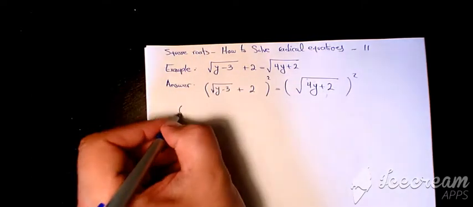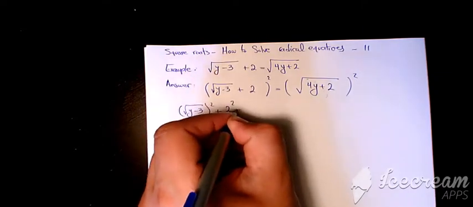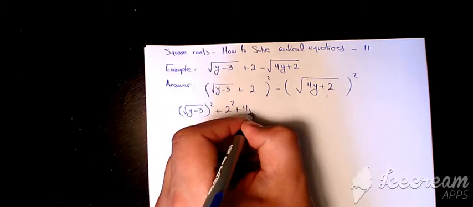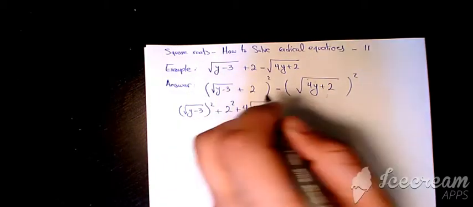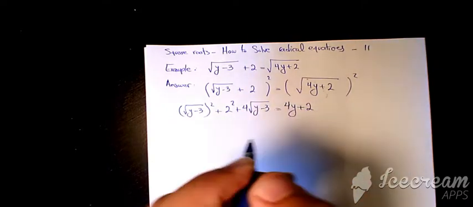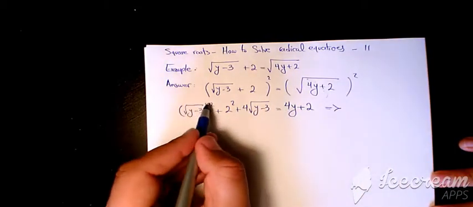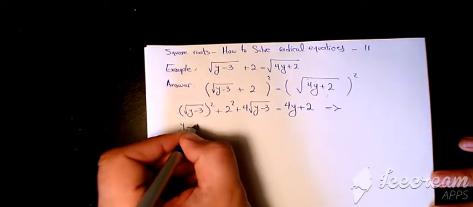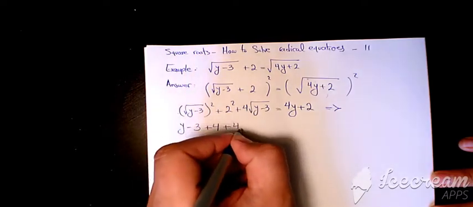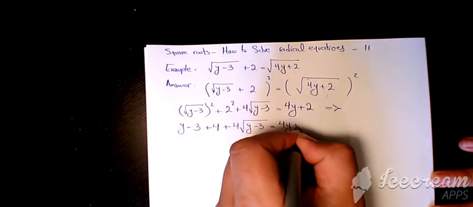Then it will be square root of y minus 3 to the power of 2, plus 2 squared, plus 2 times 2 times the square root, so it's going to be 4 square root of y minus 3, equals the 2 and square root cancel out. This will be 4y plus 2. It will be y minus 3 plus 2 squared is 4, plus 4 root y minus 3, and here you have 4y plus 2.